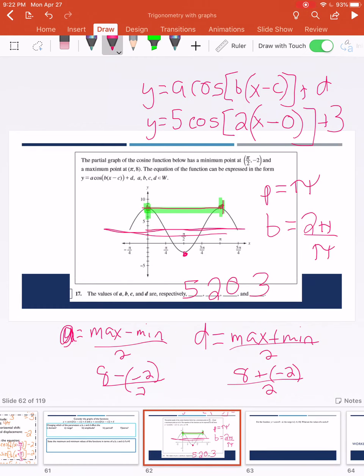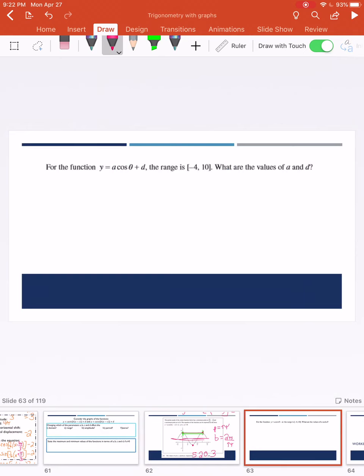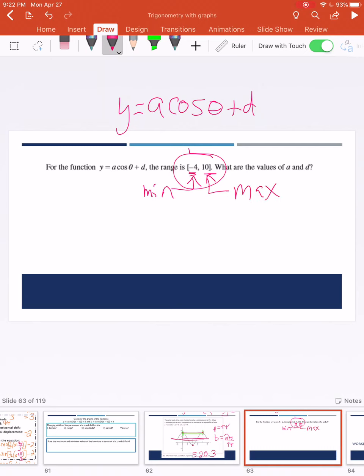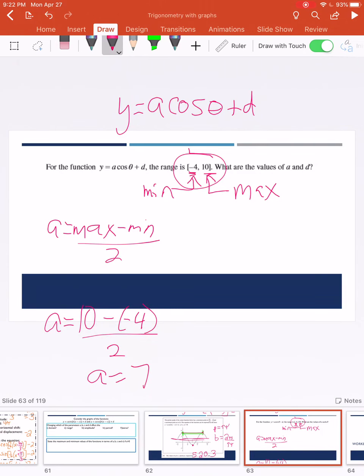Pretty straightforward. All right, so for the function, what are the values of a and d? This is another diploma question here. So remember, this is the range. It's not an ordered pair, right? These are both y values. So this would represent the minimum y value on the graph, and this 10 would represent the maximum y value of the graph. So if I wanted to find the amplitude, I would go max minus min divided by 2. So my max is 10. My min is negative 4 divided by 2 gives me an amplitude of 7.